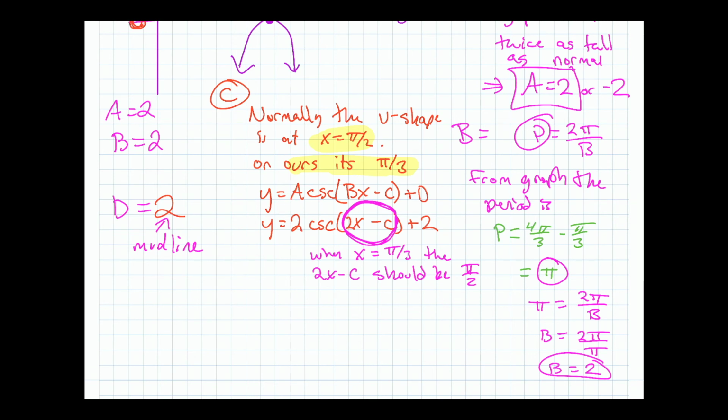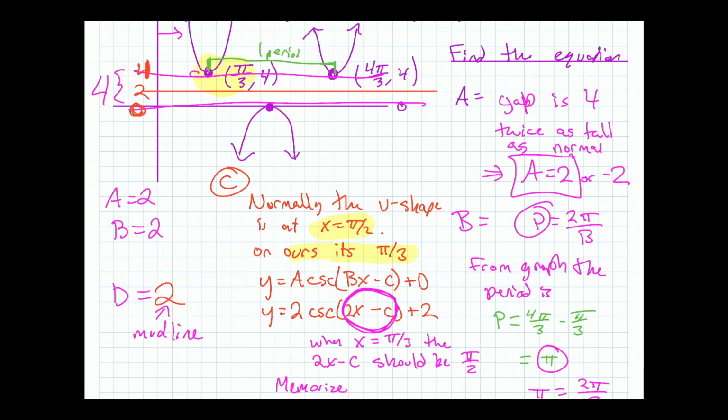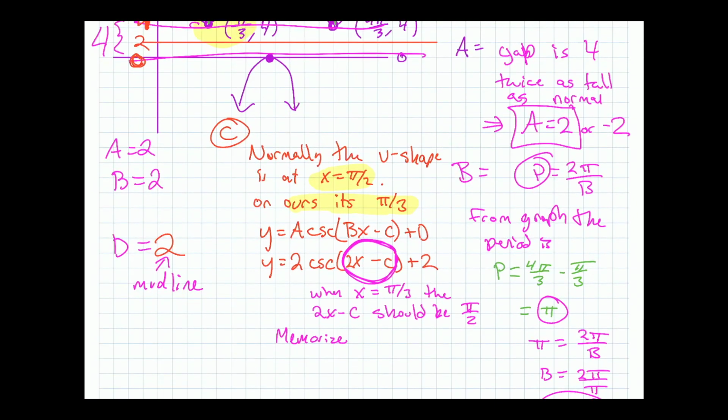And I know that you don't have a lot of motivation for that, but it's the easiest way I could think of to do it, so that's what we're going to do. So you write it out, and then your bx minus c has to equal pi over 2. You could just memorize that bx minus c equals pi over 2 when you plug in that point, pi over 3. I'm not going to say memorize it because you need to be able to work this out.